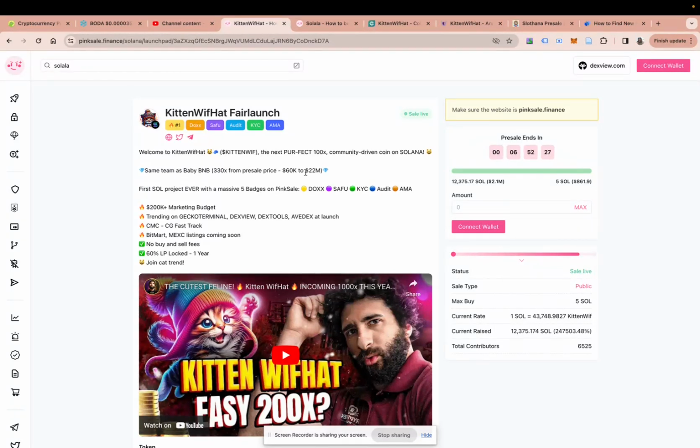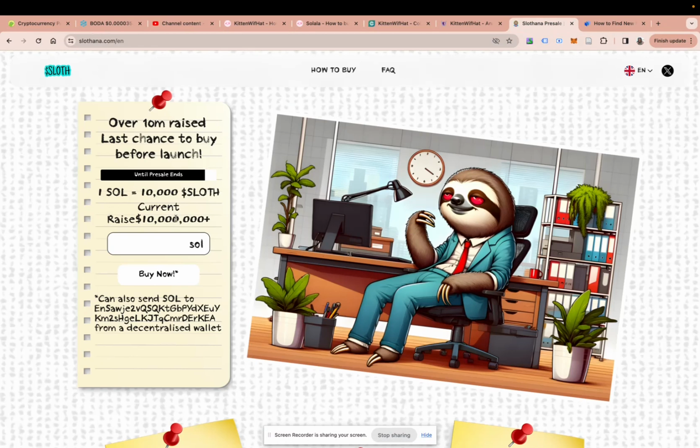Went from 60K to 22 million. So those things pump people's price speculation. Another one is like Slafana, and you've got limited time. These are good ones where you're joining them before they even launch. So you're getting in like back in the day of the stock market, before a company even joins the stock market, you're already part of that company.